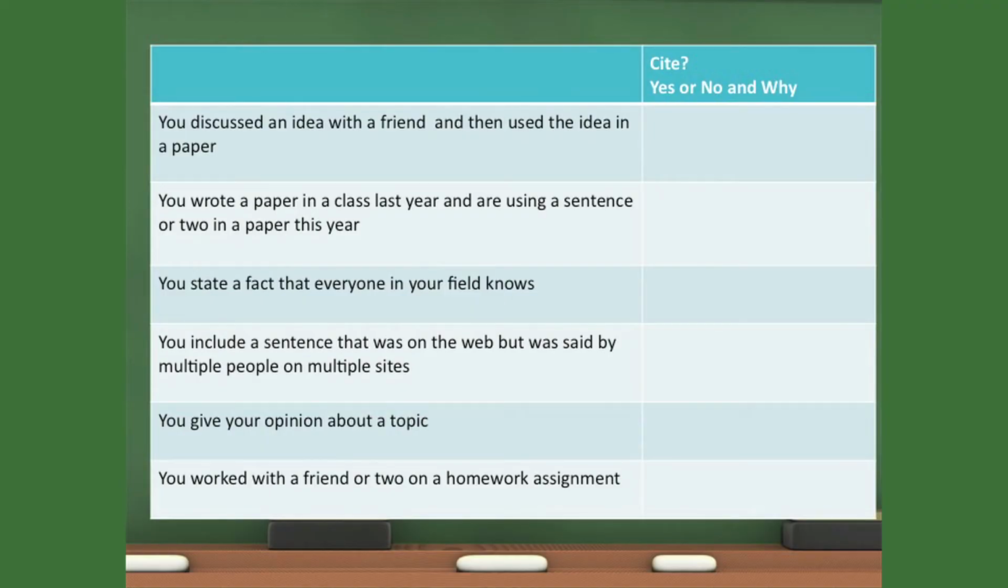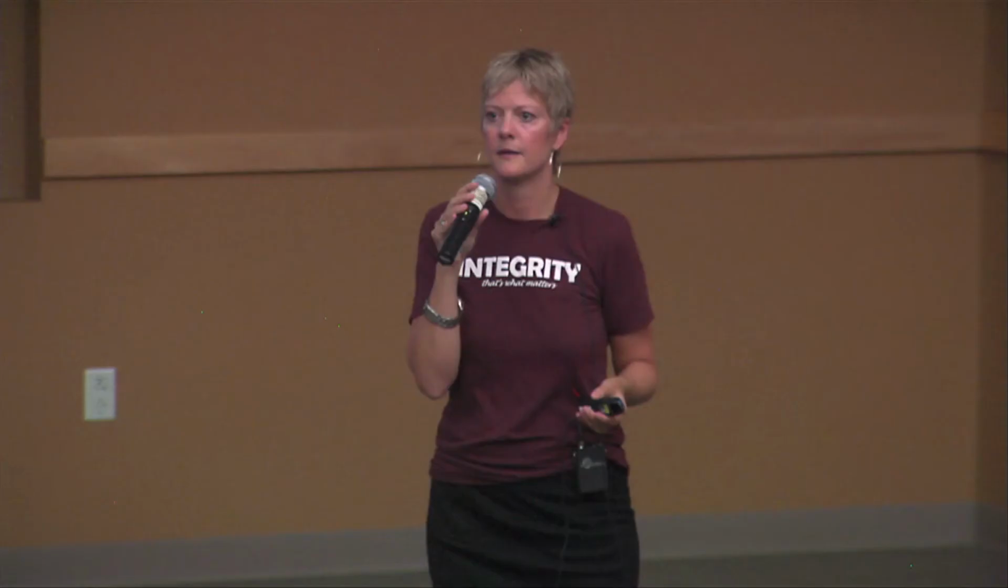You include a sentence that was on the web but was said by multiple people on multiple sites. True, you have to cite it. False, you don't. 5, 4, 3, 2, 1. True. A lot of students think that because it appears multiple times, it's common knowledge, and therefore they don't have to cite it. That's not true. You still have to cite it. If you read it, you cite it.